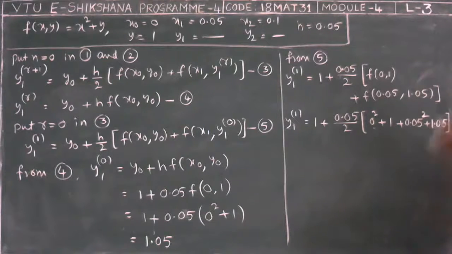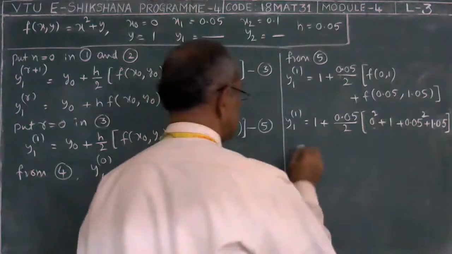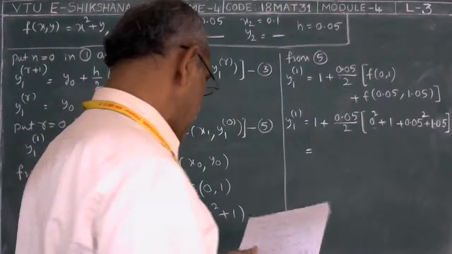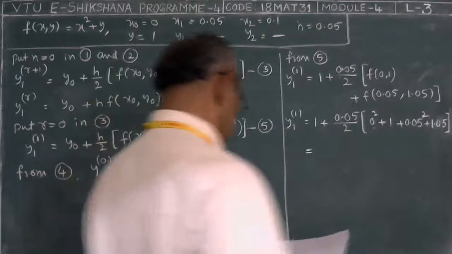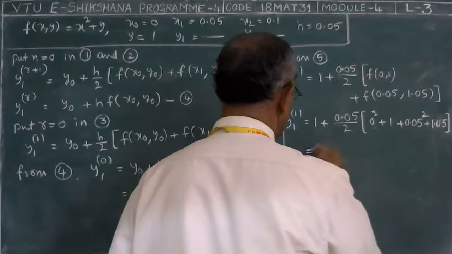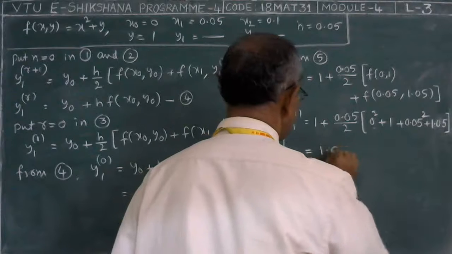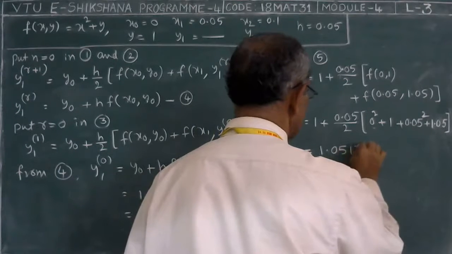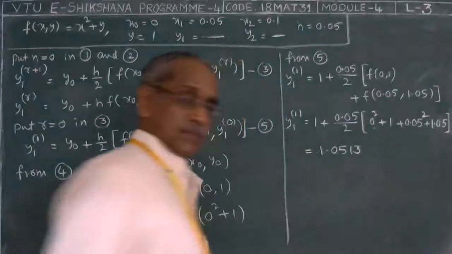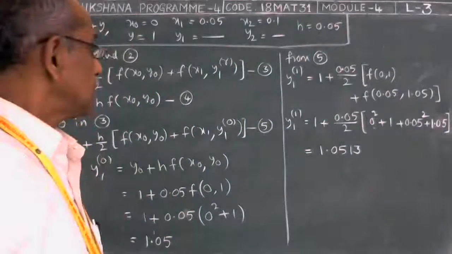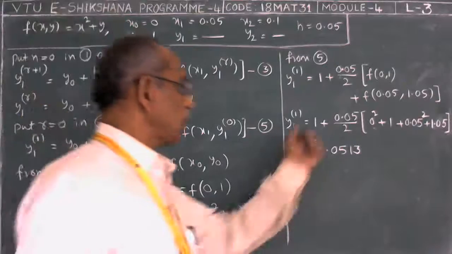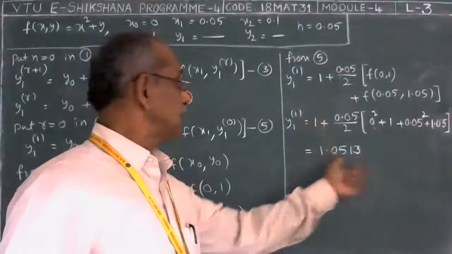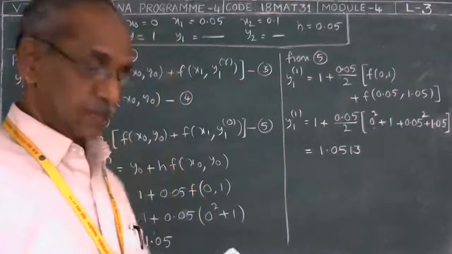Now, if you compute this carefully, what do you get? 1.0513. Now, this is the first iterative value of y at x is equal to x1, that is y1 1, 1.0513.